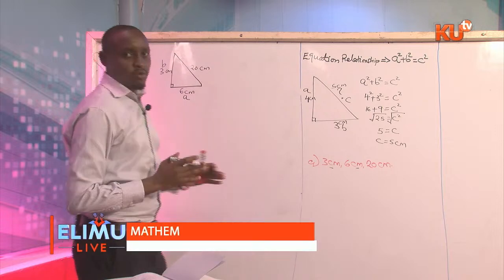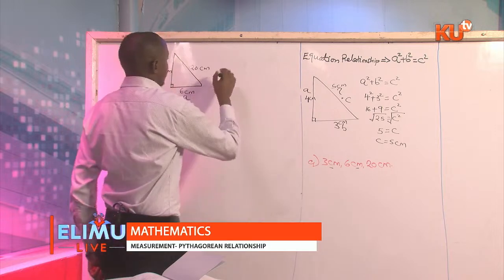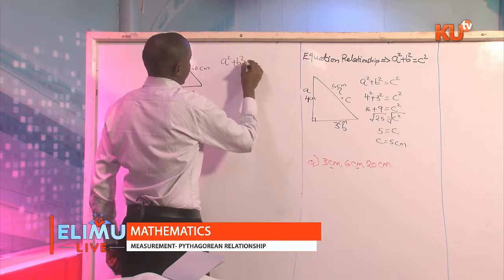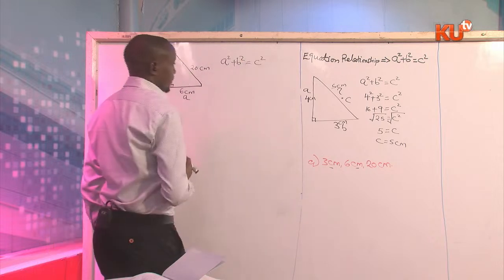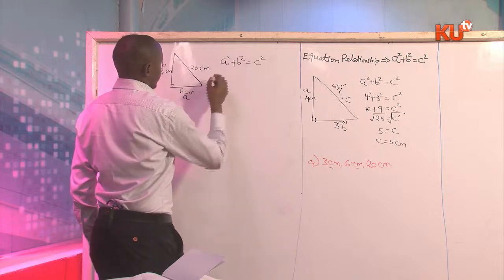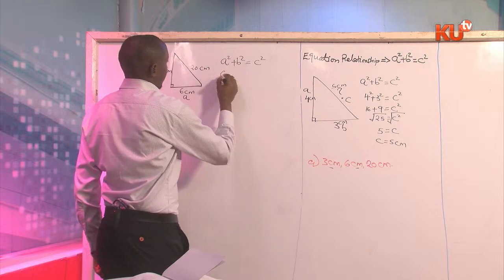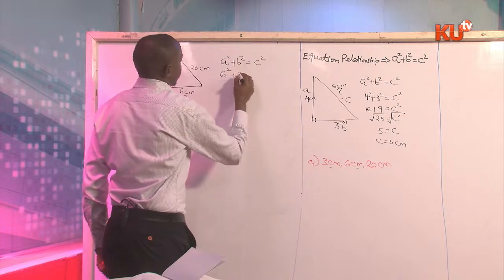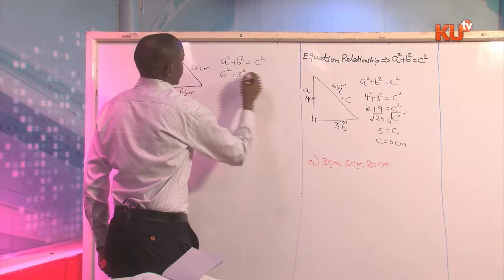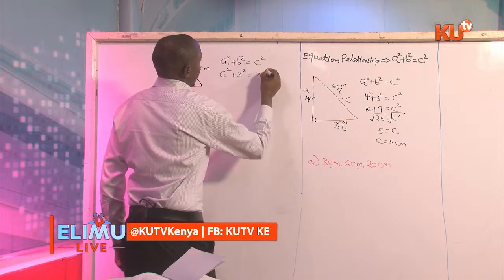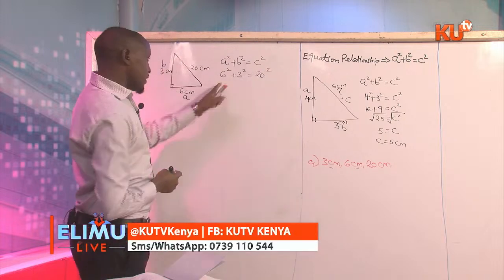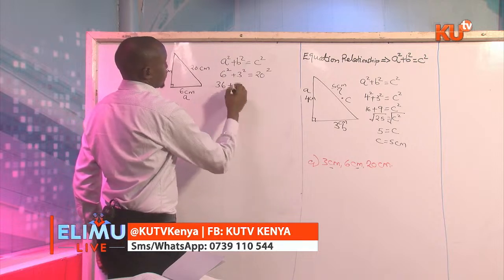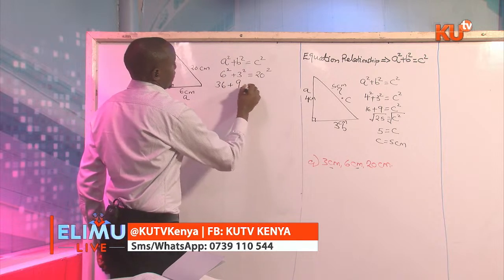Let's see if the equation holds. We said the equation states that A squared plus B squared is equal to C squared. Let's put our numbers right. Our A is 6, so 6 squared. Our B is 3, so 3 squared. Our C is 20, so 20 squared. 6 squared is 36. 3 squared is 9.